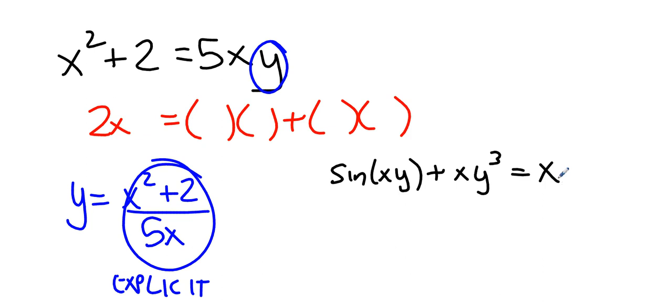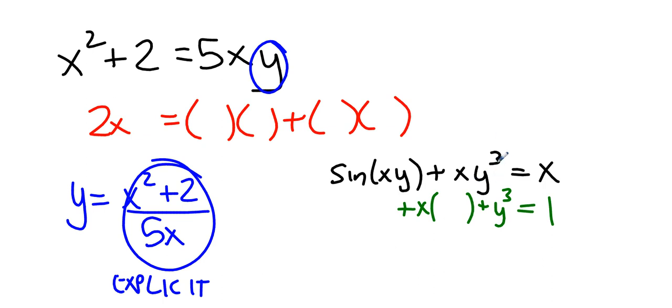Like, we could take the derivative of this side, that's not bad, and we could take the derivative of this even. The derivative of this is a product rule, so the derivative of this is first times derivative second plus second times derivative first.